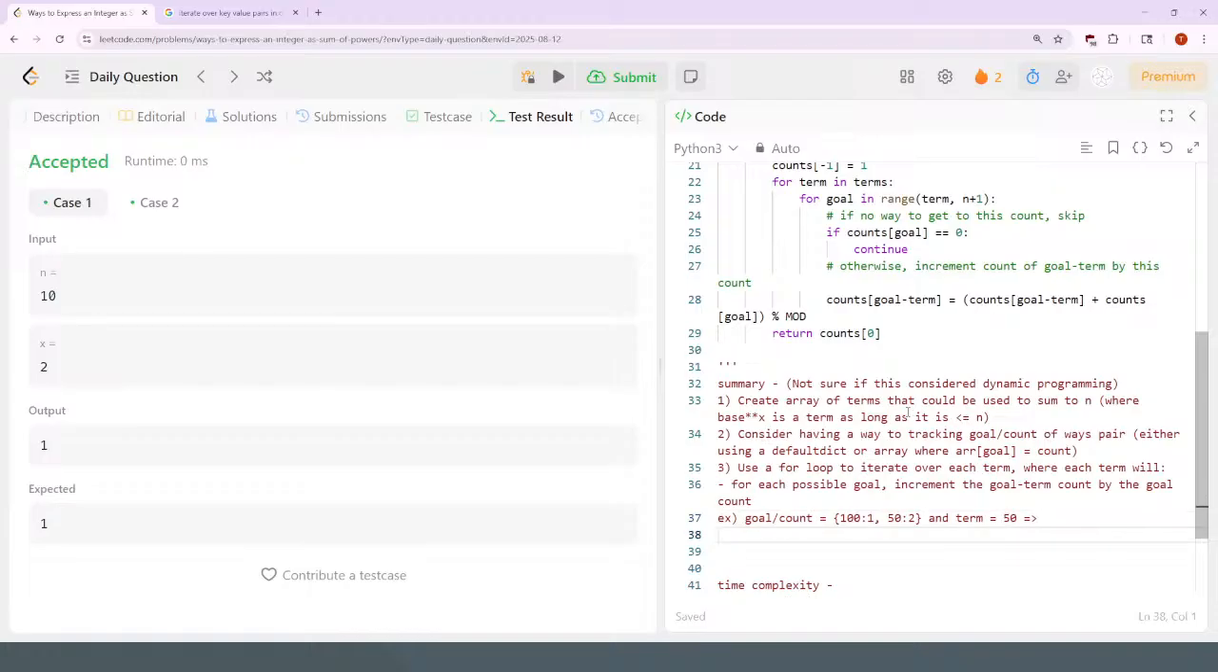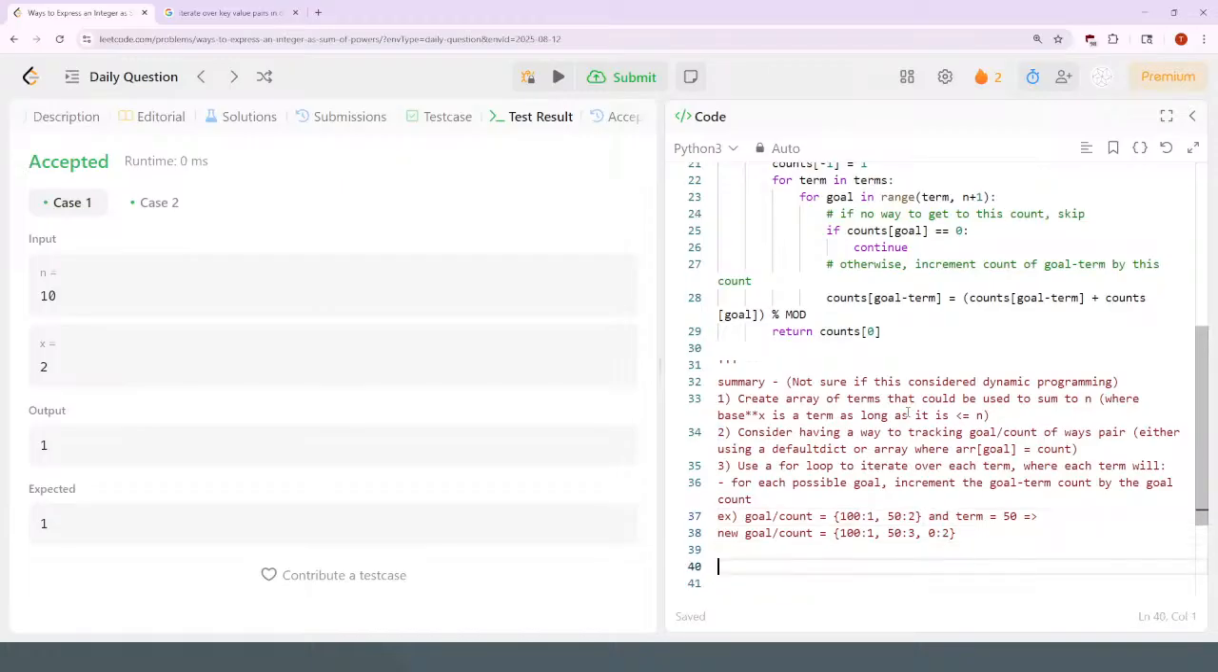That means the new goal count would be 101 if you didn't subtract the 50, 53 if you did subtract the 50 from the 100 and kept the 50 at the 2, and maybe 0, 2 if you subtracted 50 from 50. So there's 2 ways to get to the answer 0.